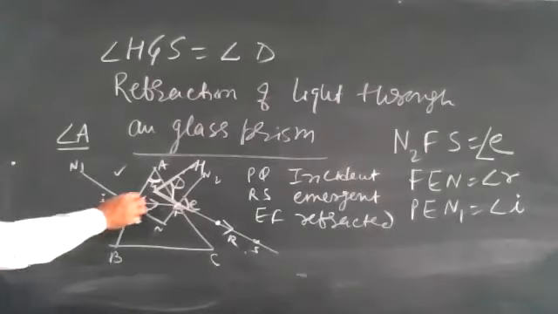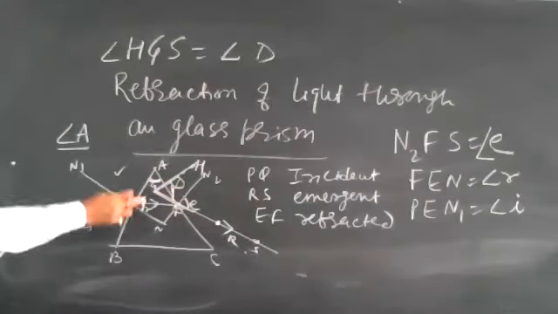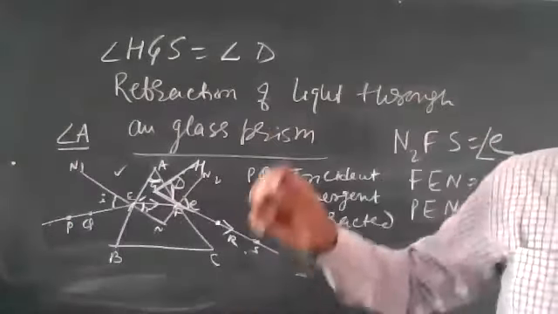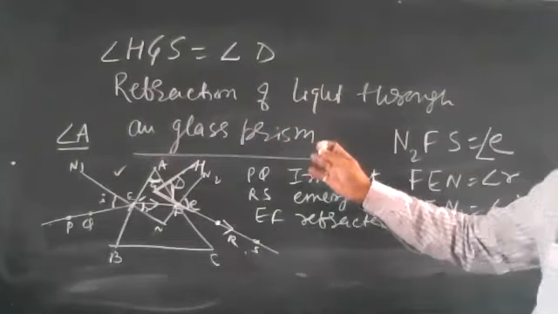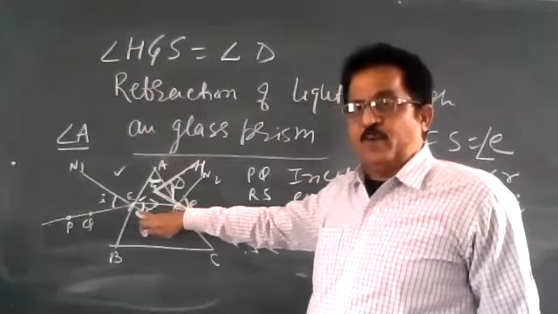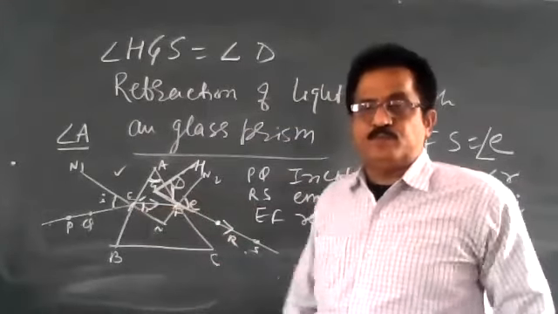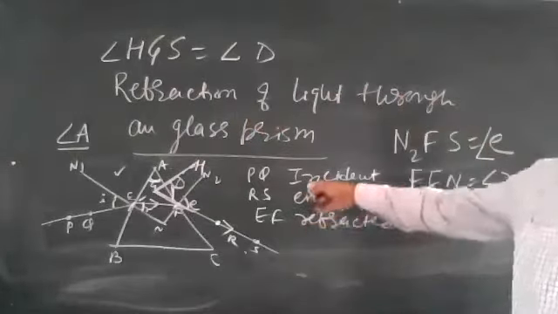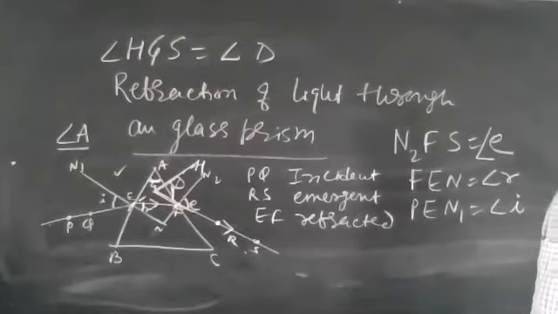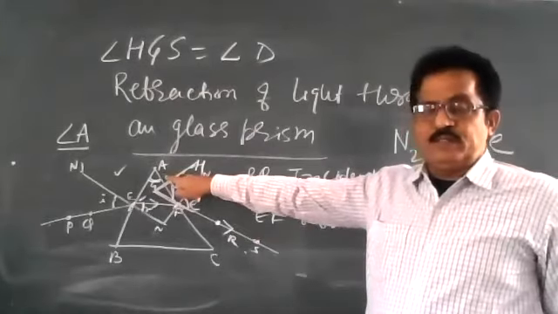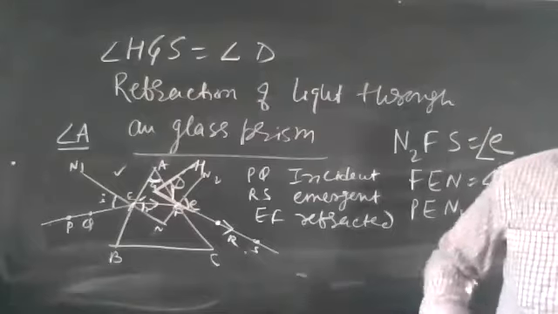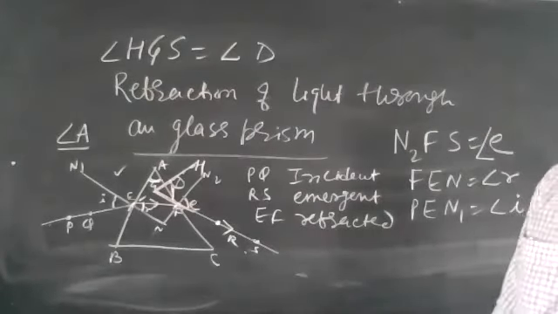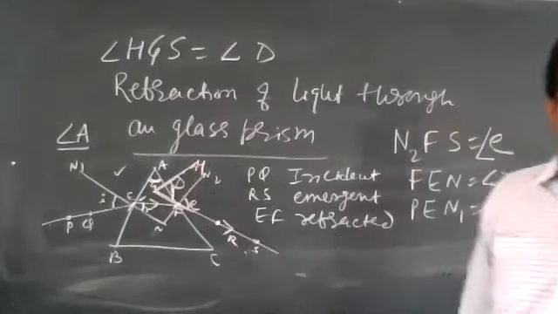So this deviation that is happening here: write one line, deviation of a ray on passing through a prism depends on angle of prism.